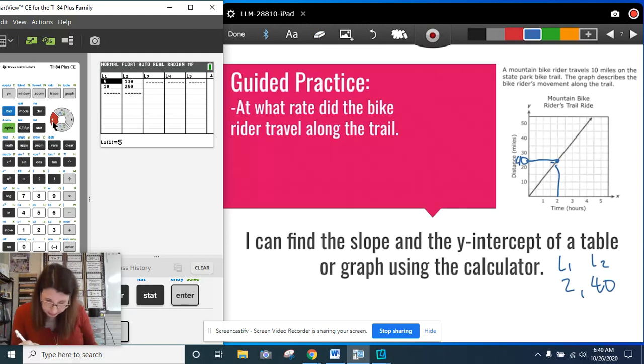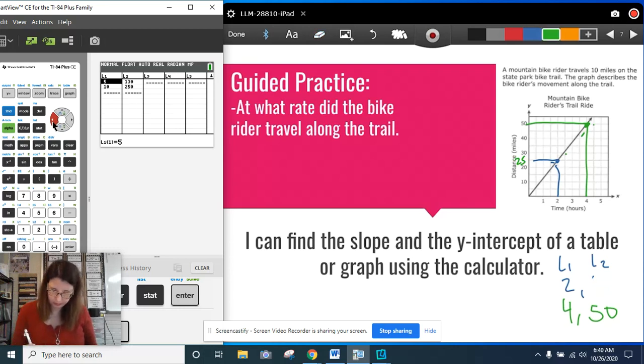Then I need to look for my next point. That's not quite an intersection. Not quite. Here's a point here, and that's at 4. And 4 and 50. Okay. That's not 40. That's going to be 25. So see, getting the points right is very important.